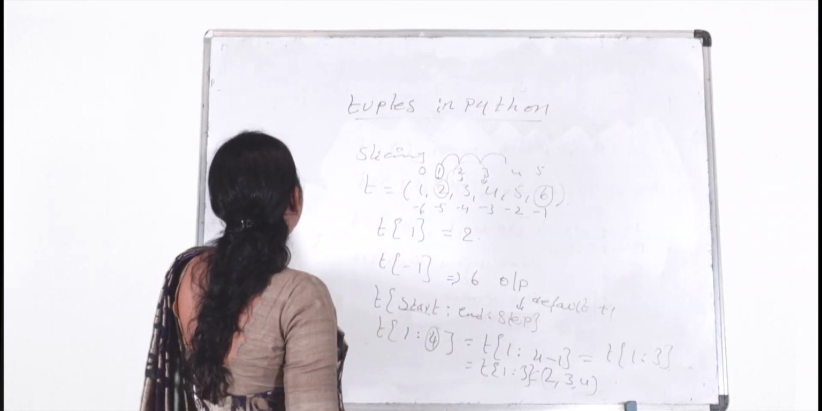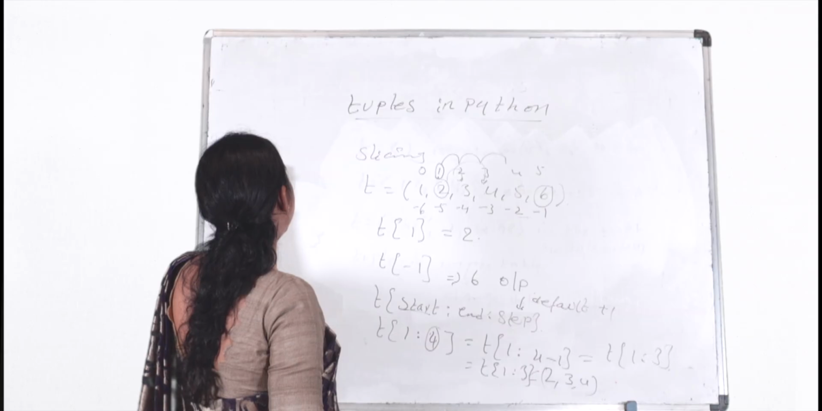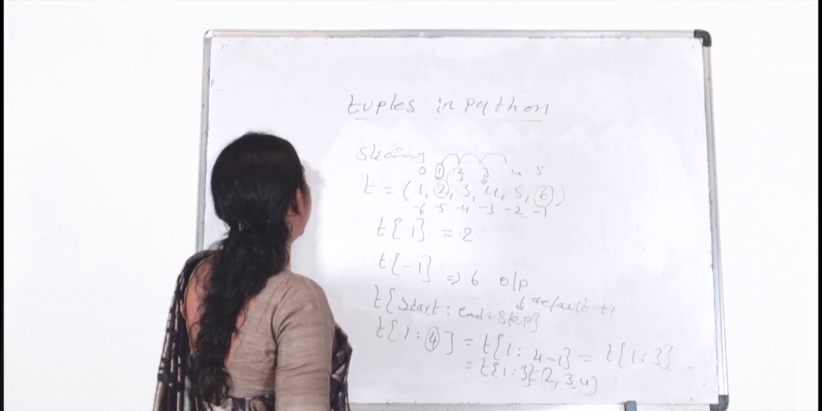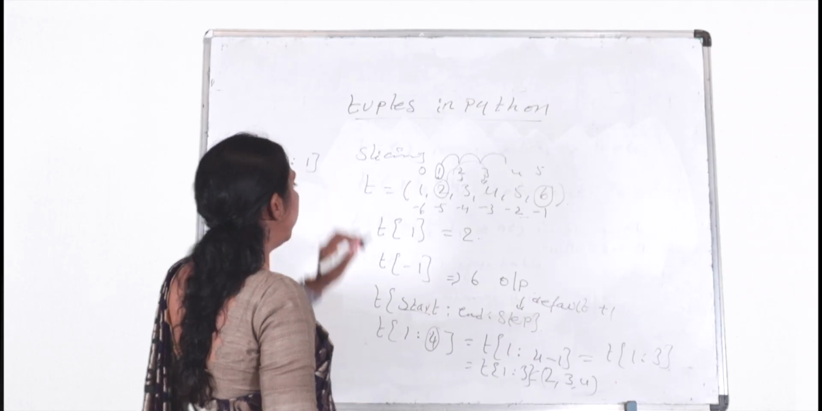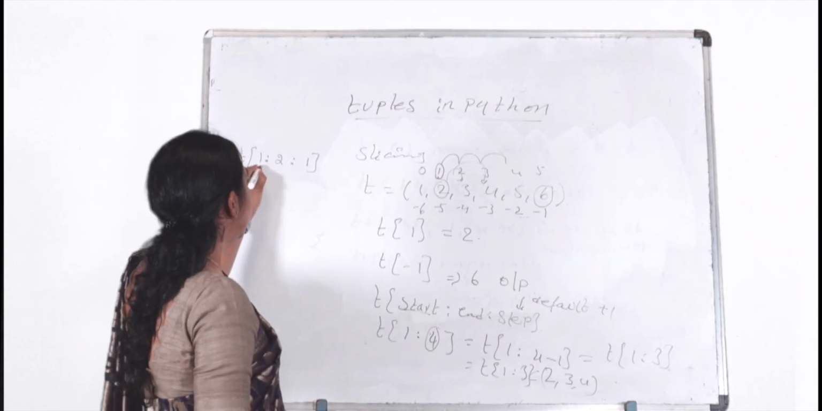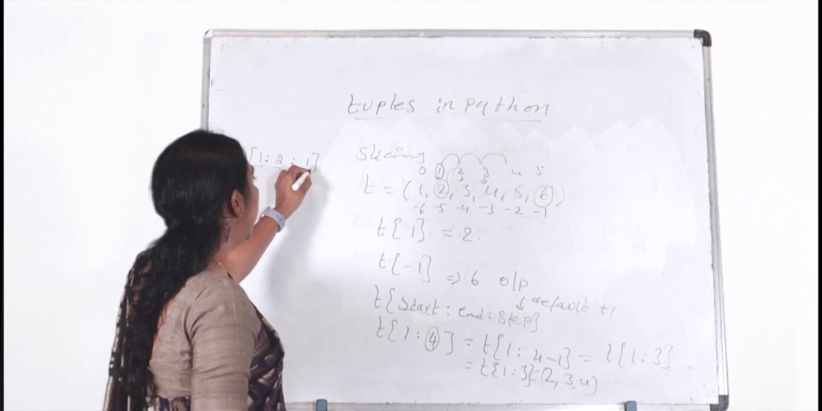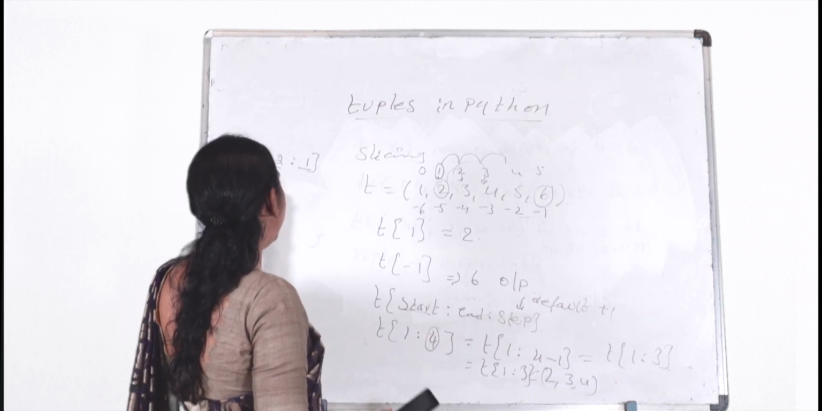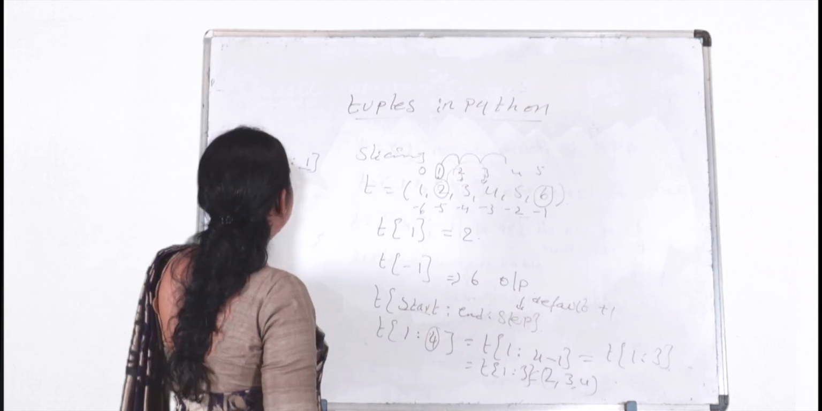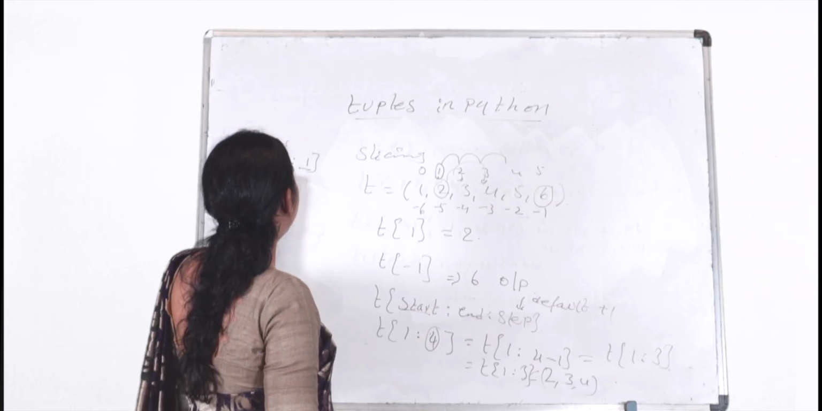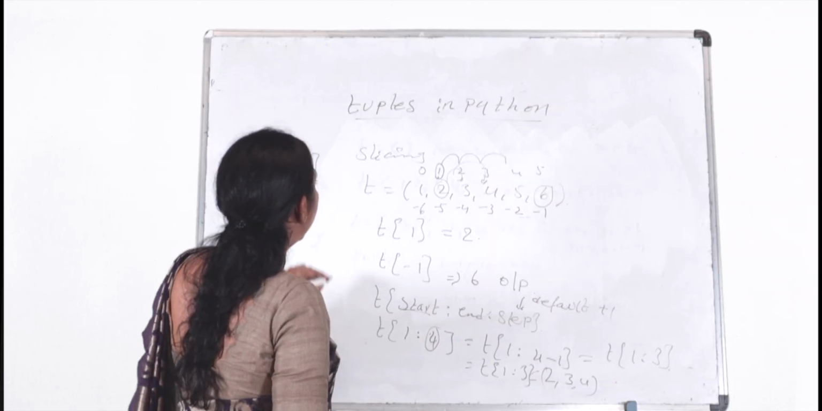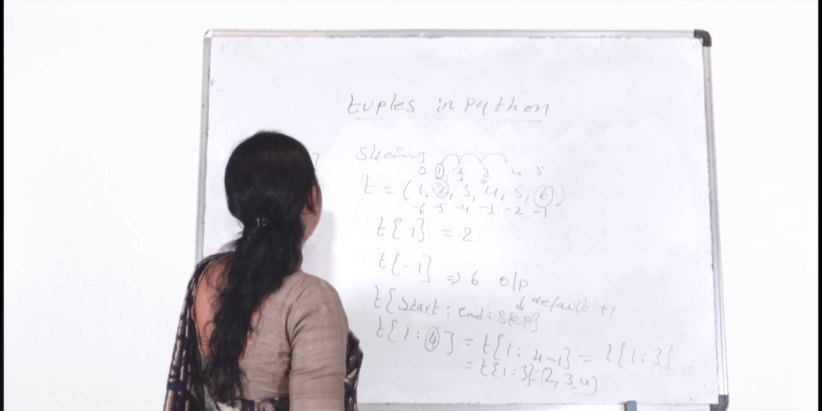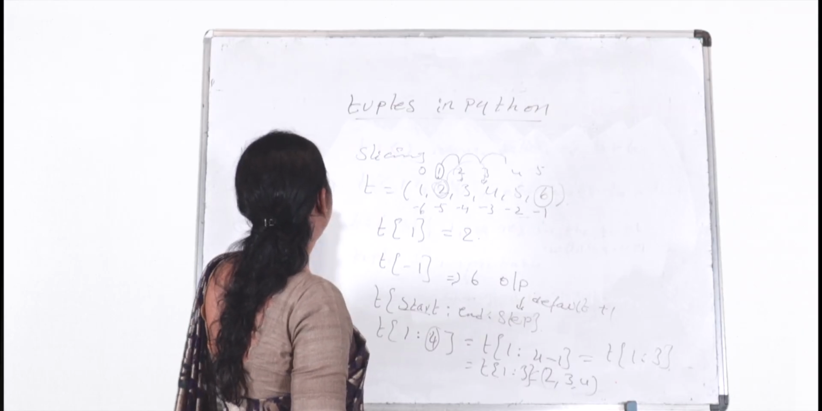Then coming to slicing with a step, t of 1 colon 2 colon 1. If I give it like this, 1 is the start, 2 is the end and 1 is the step. So it will take only 1, because end minus 1 is 2 minus 1, so index 1 is retrieved. What is at index 1 is 2, so 2 will be the output for this one.